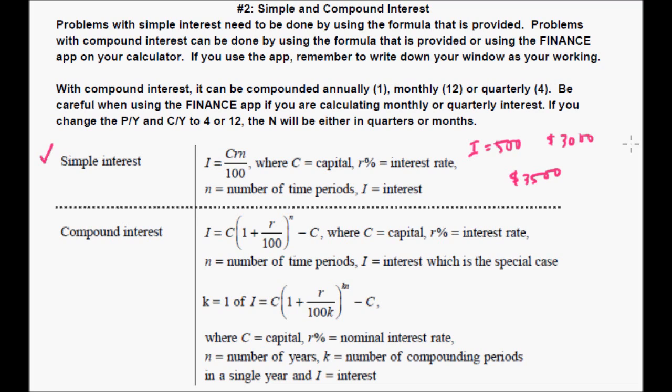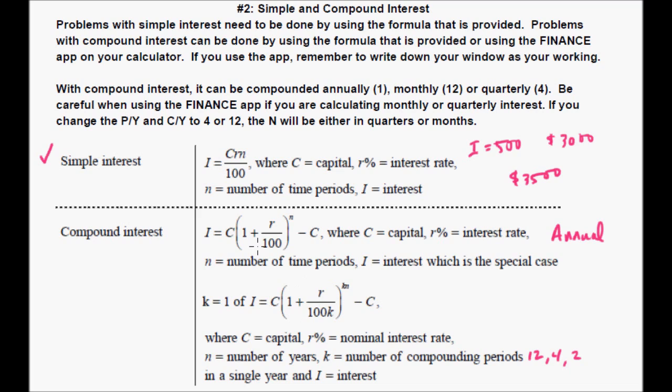Now, if you're going to use the formula, these formulas are pretty straightforward. C is capital, then the interest rate. This one you would use for annual interest right here. If you see this one has a K in it, the K is just the number of compounding periods. So if it was monthly, it'd be 12. If it was quarterly, it'd be 4. Semi-annually, it'd be 2, etc. And a lot of this is just plugging in.